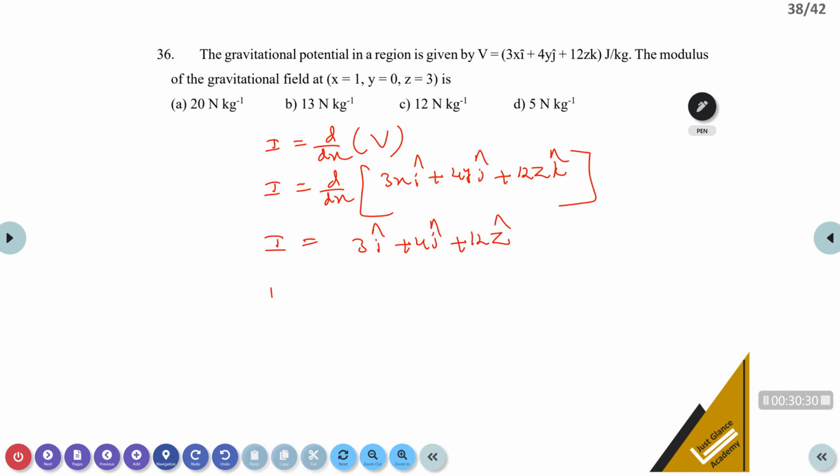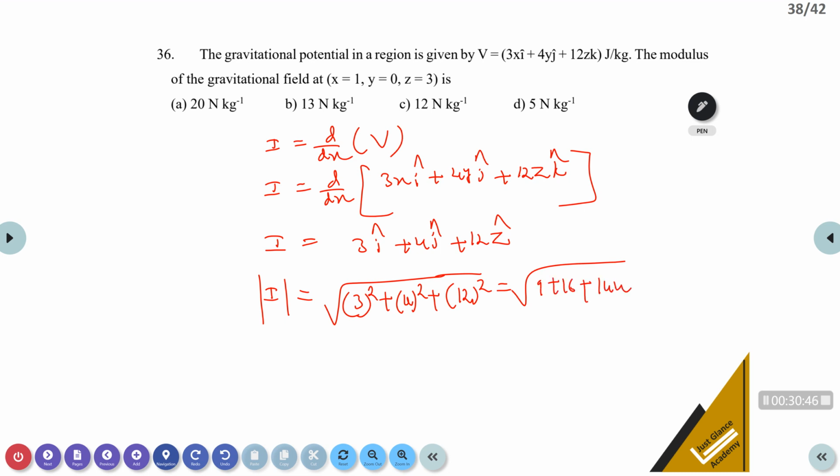This is I. But I want to find the magnitude, which equals the square root of 3 squared plus 4 squared plus 12 squared. Substituting, 9 plus 16 plus 144 altogether comes to the square root of 169, which equals 13. That is 13, this one.